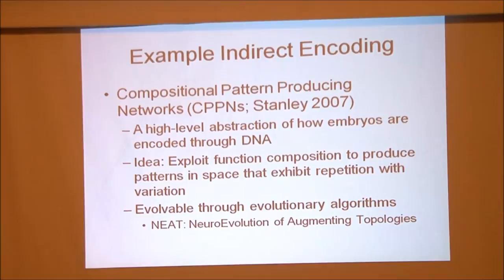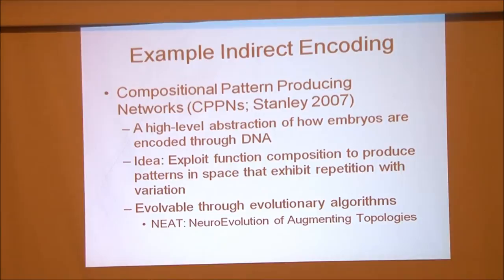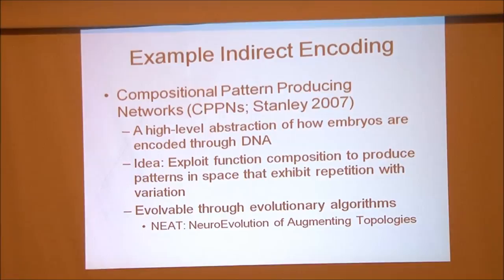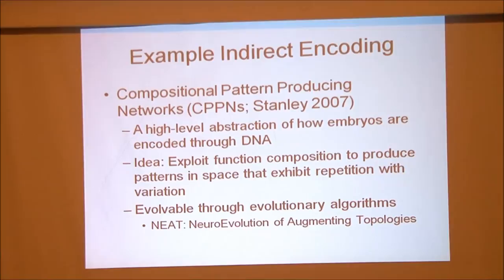And so another nice aspect of CPPNs, which is the encoding I'm about to show you, is that we can evolve them with an evolutionary algorithm called Neuroevolution of Augmenting Topologies, or NEAT, which comes from my own dissertation work. Because NEAT is designed to evolve networks, and it turns out that this encoding itself is a network. So in other words, there's a convenient algorithm already that will allow us to search through the space of possible CPPN representations.